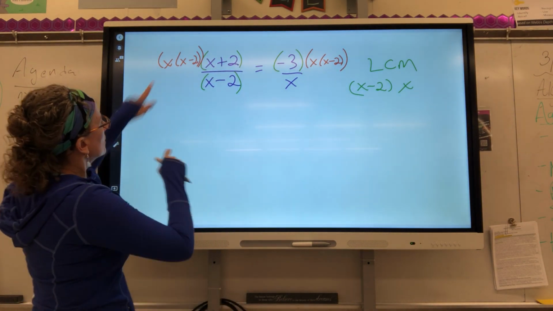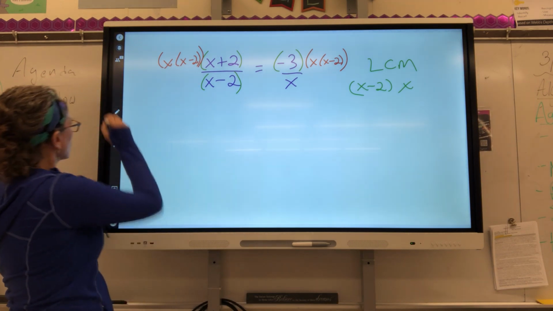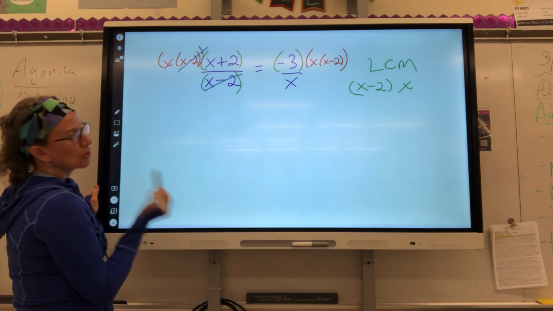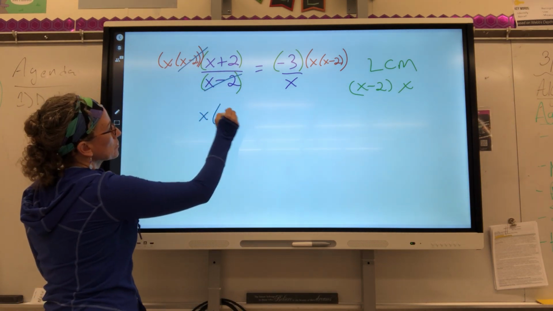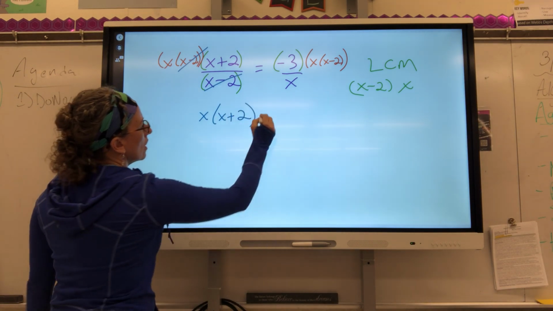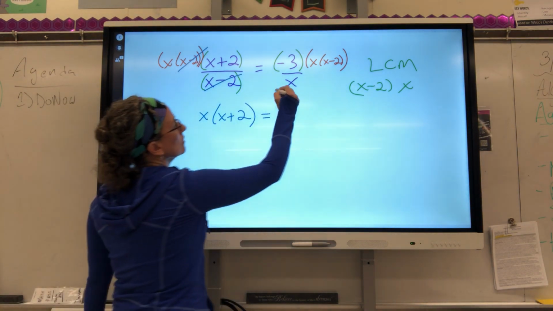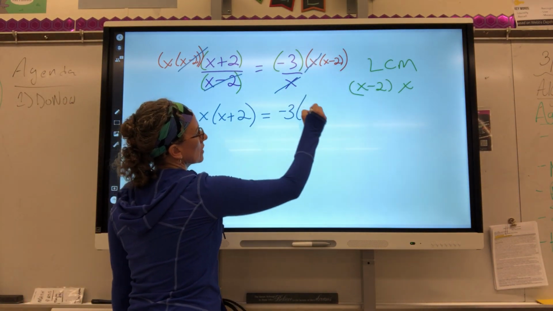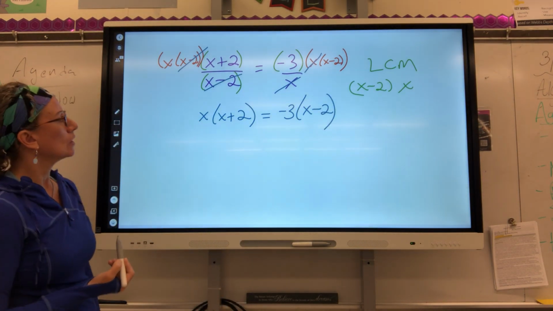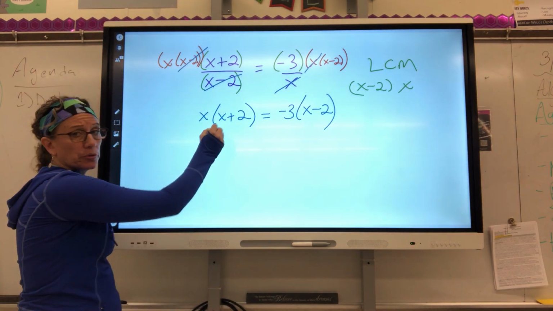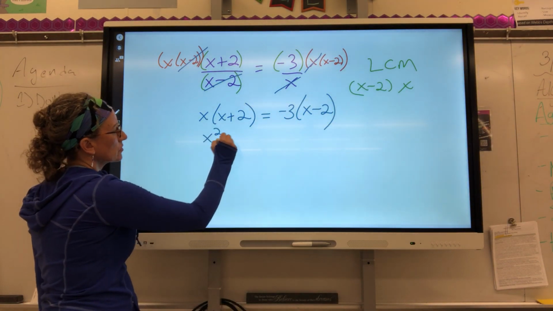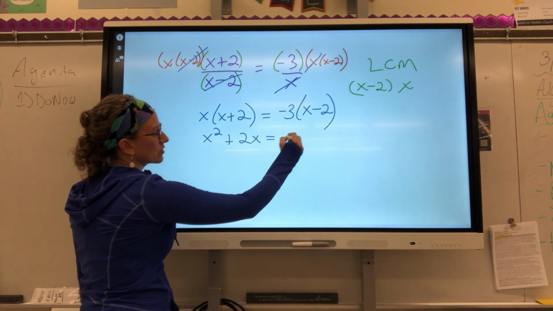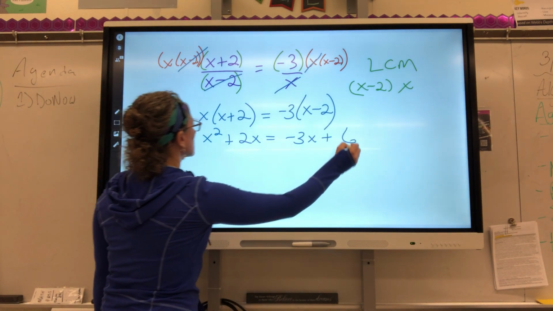On this side, I think it should be easy to see that the x minus 2 piece cancels with the other x minus 2 piece. What remains is x times x plus 2. On the right, the x will cancel with this x, leaving 1. And what remains is a negative 3 times x minus 2. And now I have to distribute the x with the x plus 2, getting x squared plus 2x. I have to distribute the negative 3 with the x minus 2, giving you negative 3x plus 6.